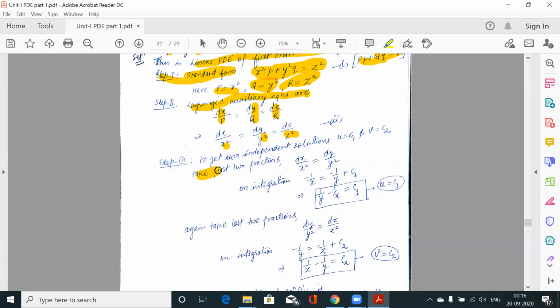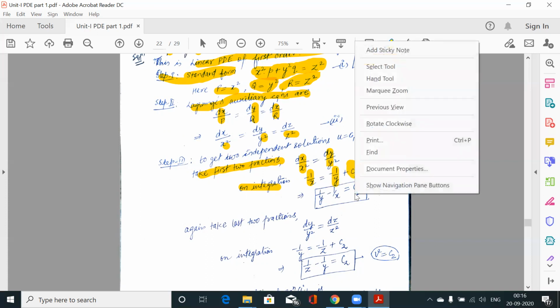So now suppose we take the first two fractions, dx over x square and dy over y square. Now we can integrate it. On integration, what is the integration of 1 upon x square with respect to x? Minus 1 over x. Same, what is the integration of 1 over y square with respect to y? Minus 1 over y. And this is the integrating constant, C1.